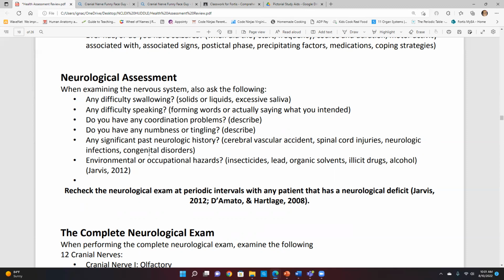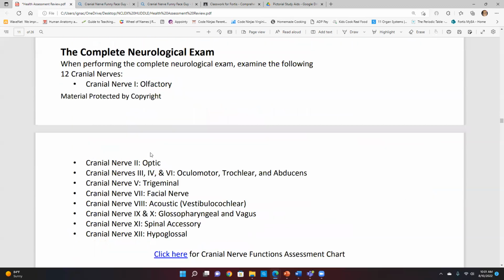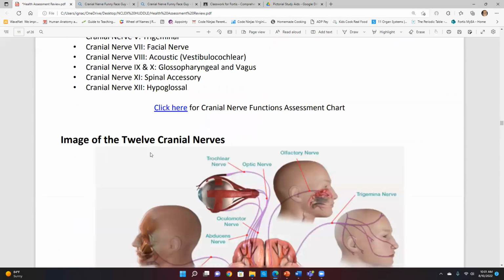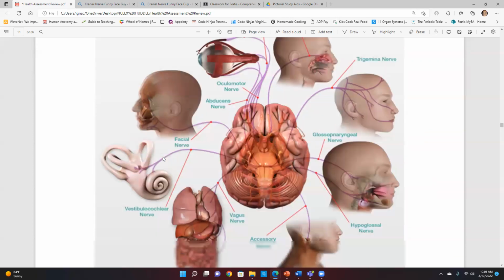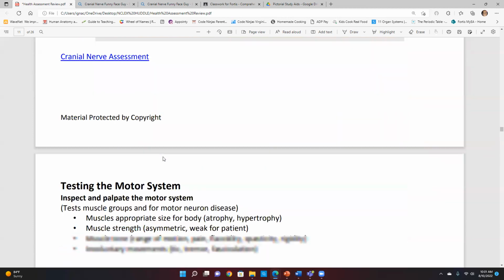Okay, and also, are they exposed to any environmental or occupational hazards? So when we are assessing this nervous system, we're going to really focus on the 12 cranial nerves, right? Here's an image of those 12 cranial nerves, as also depicted with the cranial nerve funny face guy. We'll go past that, but if you don't remember this, please take some time to review it.